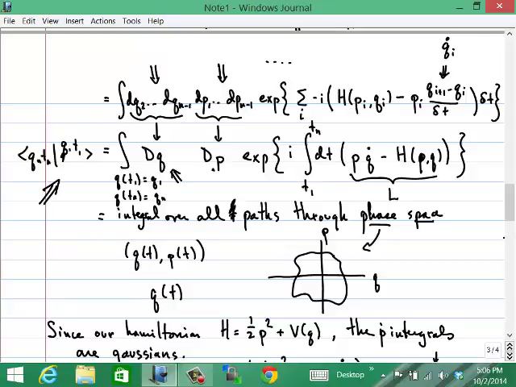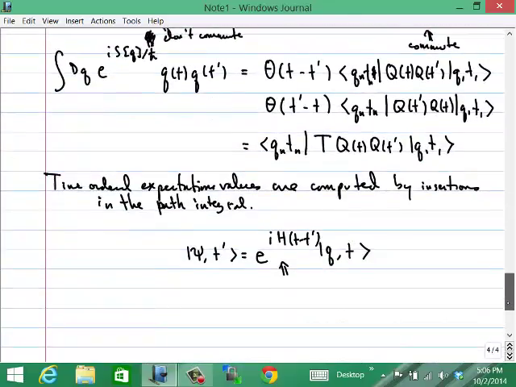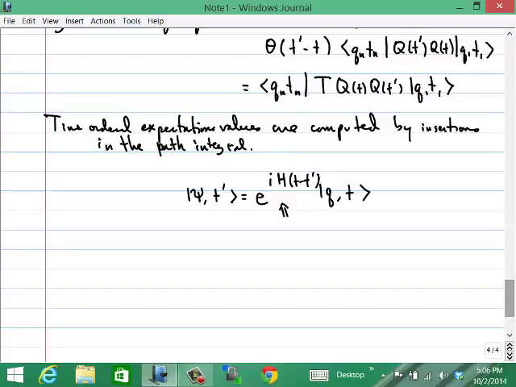Okay, good. Have you seen that before, this computation of expectation values in path integrals? You have not. So what did you do when you studied path integrals? Not much, probably. Okay, good.